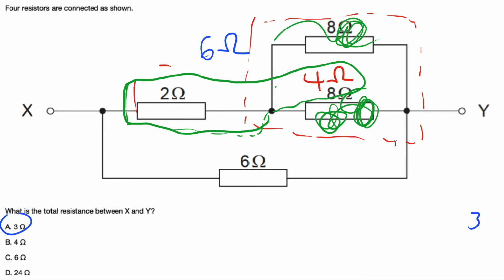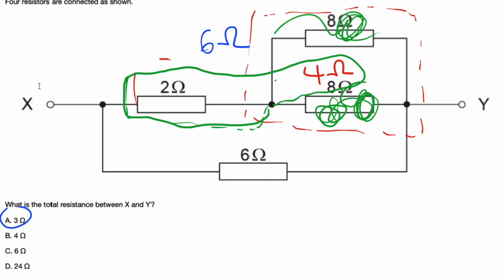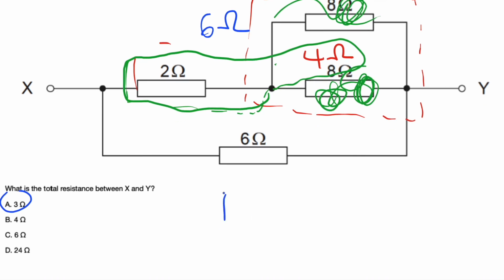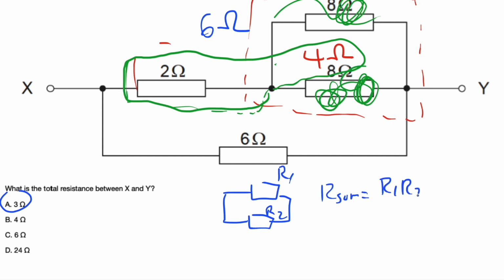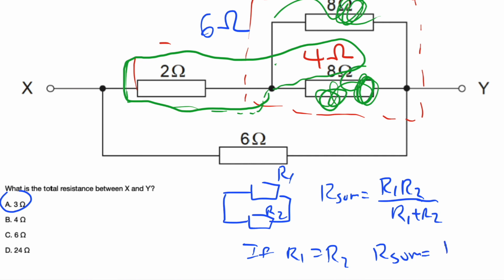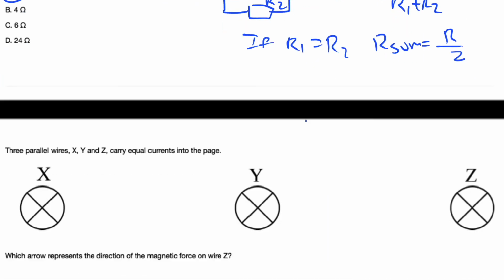When you have two resistors connected in parallel, here's a trick. This is R1 and R2. R sum will be equal to R1 times R2 over R1 plus R2, and you can do this just by using simple algebra. And if R1 is equal to R2, then R sum will just be equal to R over 2. So remember this. It will help you to solve problems a lot faster.